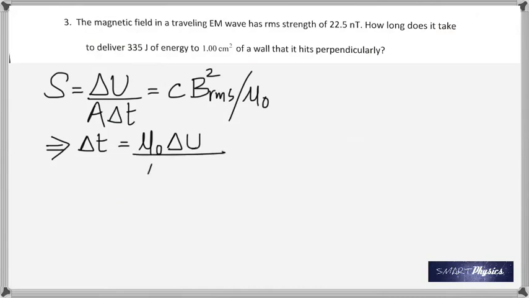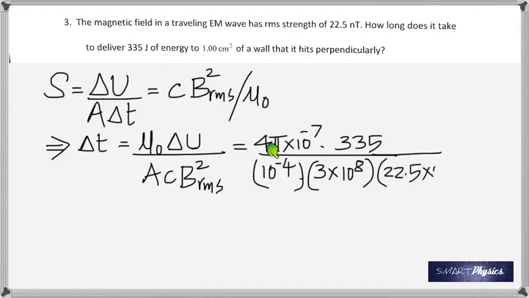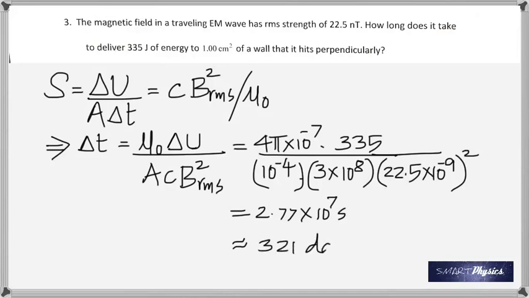That's the RMS value of the magnetic field, square of it actually, by mu naught. That equation can be rearranged to make time the subject, and all quantities are given. Mu naught is 4 pi times 10 to the minus 7, and the energy here is 335. Area is in meters squared, that's why it's 10 to the negative 4. And nanotesla is 10 to the negative 9. So when you calculate that, you get 2.77 times 10 to the 7 seconds, which is about 321 days.